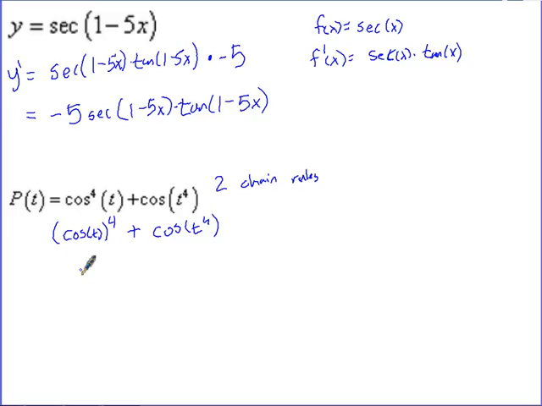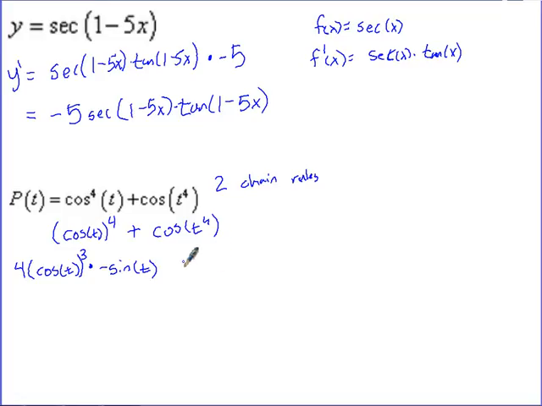So for the first part, what's it going to be? 4 cosine of t cubed times negative sine of t. Is everybody with me on that one? Right? So it's the derivative of the outside, so the 4 comes down, minus 1 on the power, times the derivative of the inside, which is negative sine. You with me? And then, now on this one, what's my outside function? And what's my inside function?